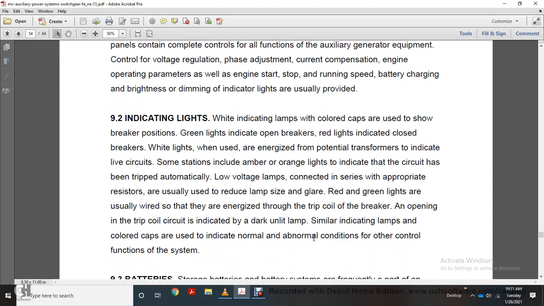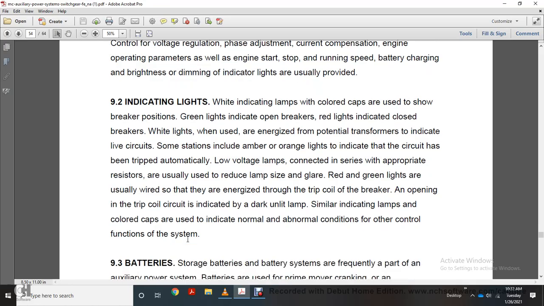Indicating lights with colored caps show the breaker position. Green lights indicate an open breaker, red lights indicate a closed breaker. White lights are used to energize from the potential transformer to indicate a live circuit, with some of the station's lights including amber and orange lights to indicate that the circuit has been tripped automatically. Low voltage lamps connected in series with appropriate resistors are used to reduce lamp size and glare. Red and green lights are usually wired so they energize with the trip coil of the breaker. Opening of the trip coil circuit is indicated with a dark, unlit lamp. Similar indicating lights and color coded caps are used to indicate normal and abnormal conditions of the current functions of the system.